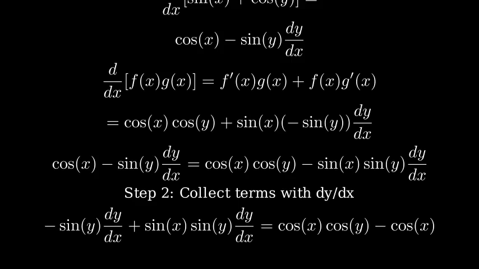Let's factor out dy/dx from the left side. We get sin(y) times (sin(x) minus 1) times dy/dx equals cos(x) times (cos(y) minus 1).